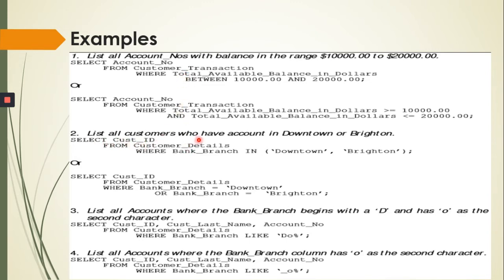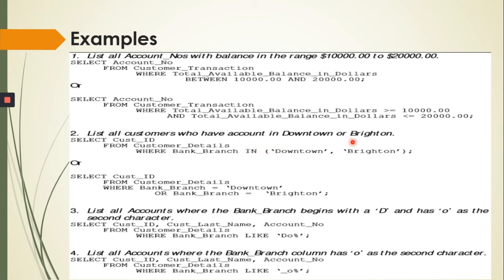Now list all customers who have an account in downtown or Brinkton. So we have to find the customers who have an account in downtown or in Brinkton. Select customer ID from customer details where bank branch in, and in brackets we write downtown, comma, Brinkton. So we get the customer list who have a bank branch in downtown or Brinkton. So this is the in operator.